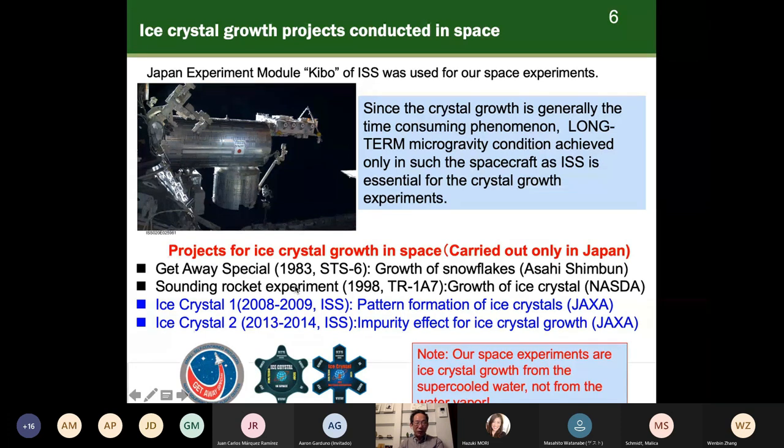This experiment was very short, and we could do only one experiment, so we couldn't obtain good data because of technical trouble. After that, we tried ice crystal growth on the space station two times. The first was carried out in 2008, and the second in 2013. In the first, we tried to observe the pattern formation of ice crystals, and in the second, we tried to observe the impurity effects on ice crystal growth.